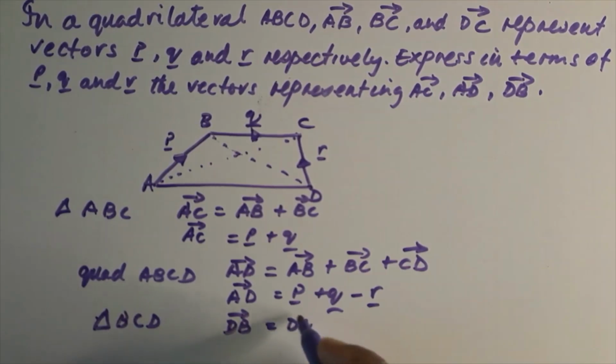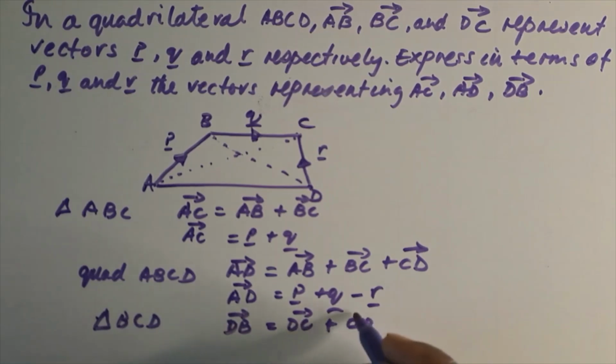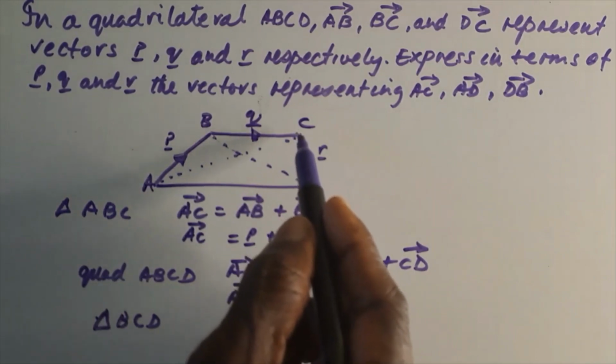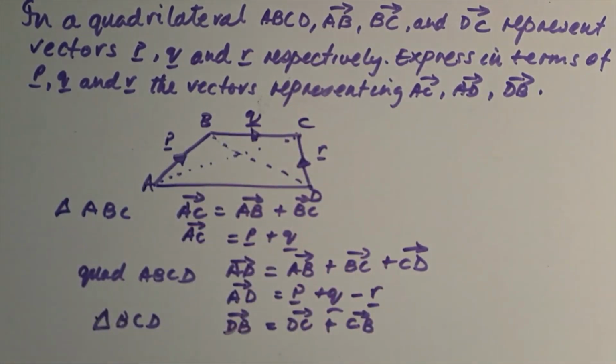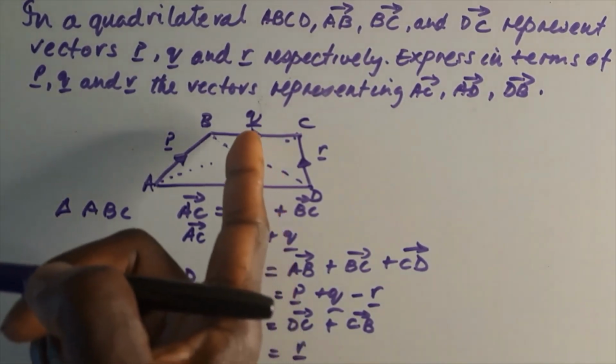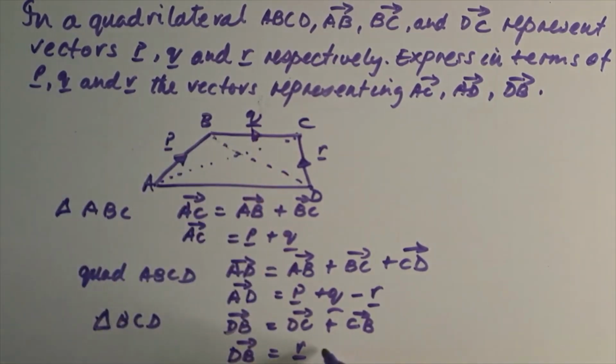We have DC added to CB. So we're going in this direction from D to C and then C to B. And now we can write DB in terms of vectors. Now DC is R as we can see it, but CB is going in the opposite direction to the vector Q, so it's minus Q.